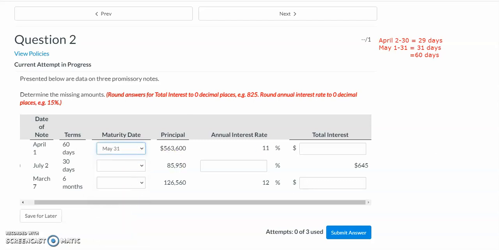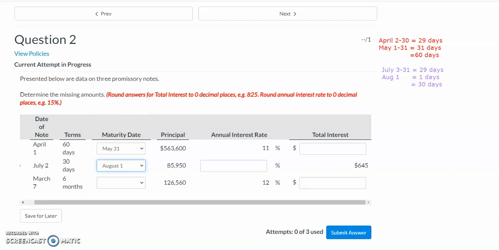In our second example on July 2nd, we're going to be computing our maturity date starting with July 2nd. So our time period for interest will be July 3rd through the 31st, which is going to be 29 days. And then on August 1st, we're going to need one more day to get to 30 days. So our maturity date is going to be on August 1st. So I'm going to go ahead and include August 1st.